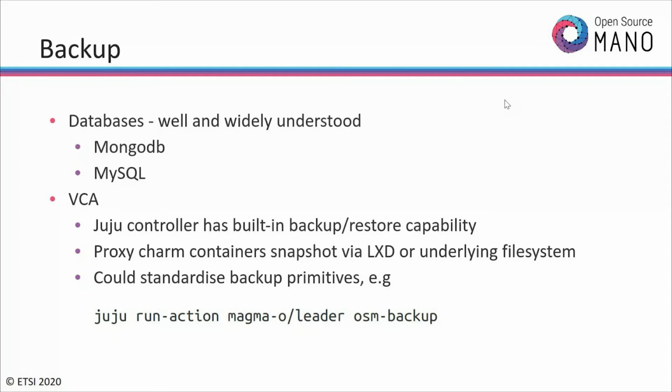But what could also be done in order to make this even better is to standardize the backup primitives. So, for example, have a single command like Juju run action for the OSM backup primitive. Then another thing that we could consider is being able to push backups to external locations. This is something that is also currently being worked on.